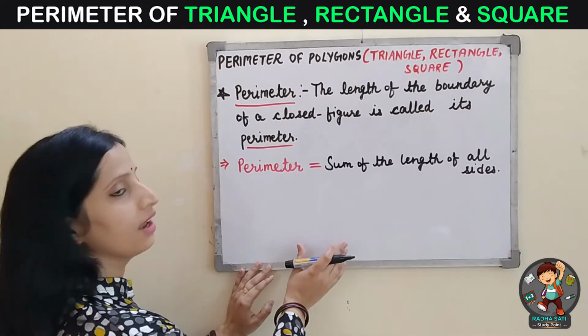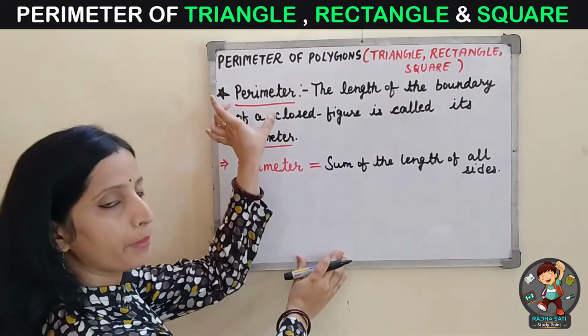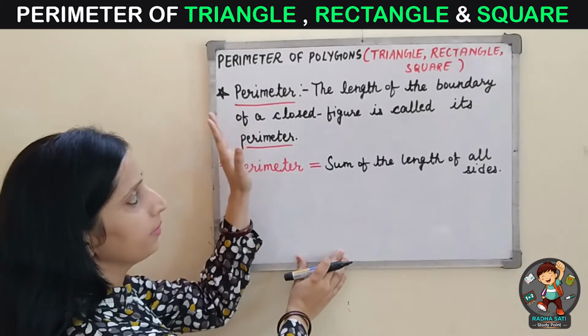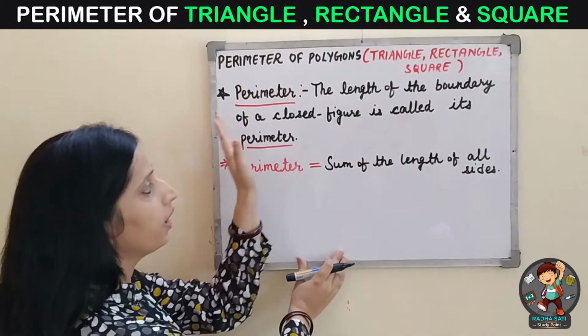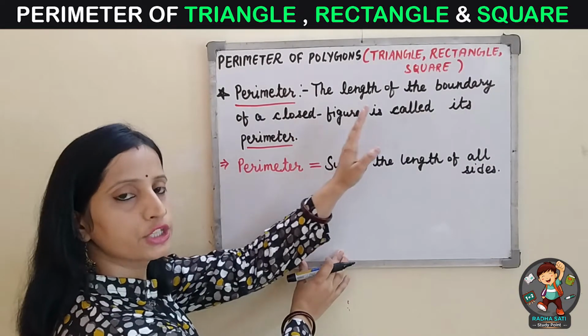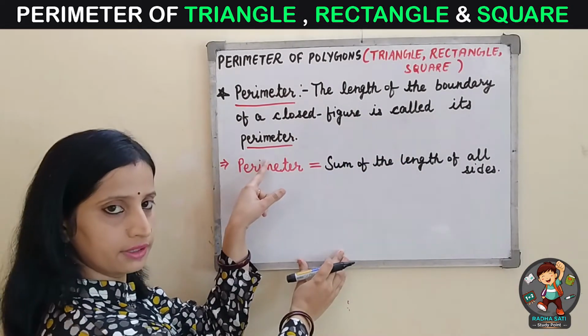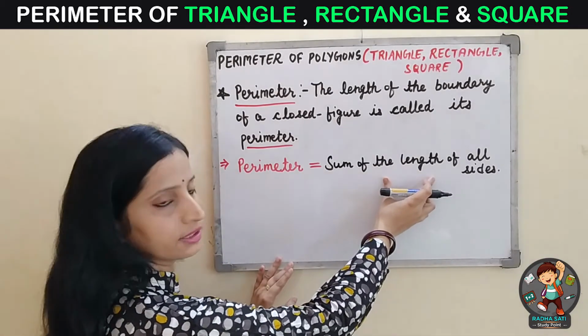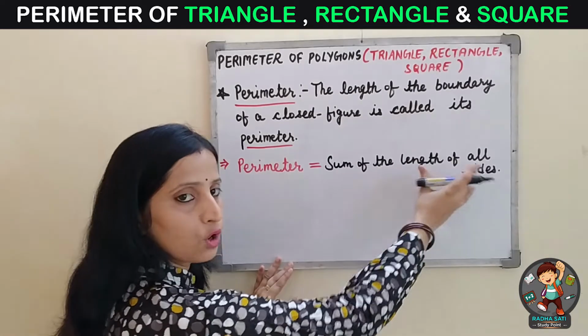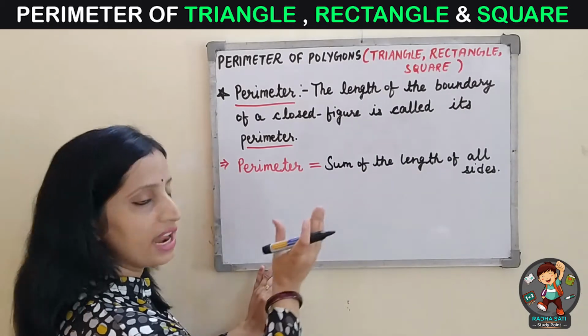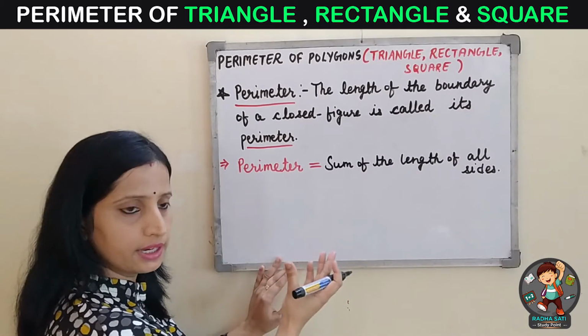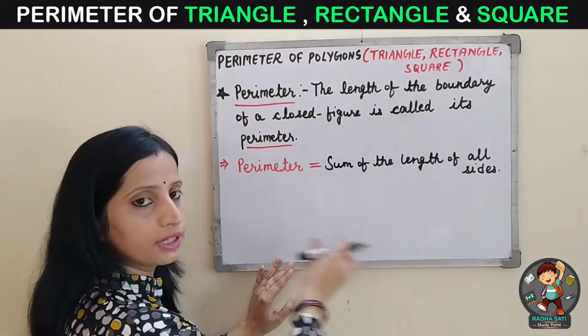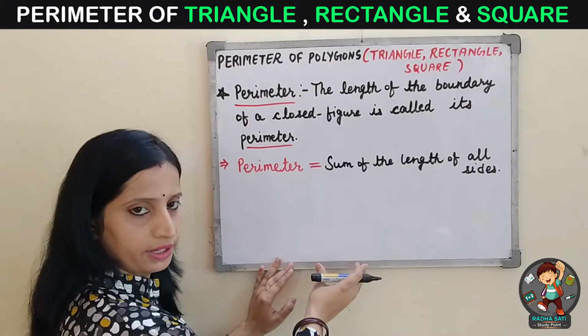Now we will learn the meaning of the term perimeter. The length of the boundary of a closed figure is called its perimeter. So perimeter is the sum of the lengths of all sides of a closed figure. Whenever we have to find the perimeter, we add up the length of its boundary.